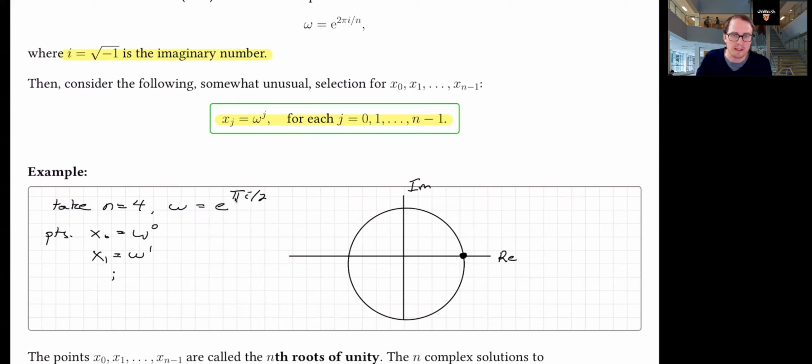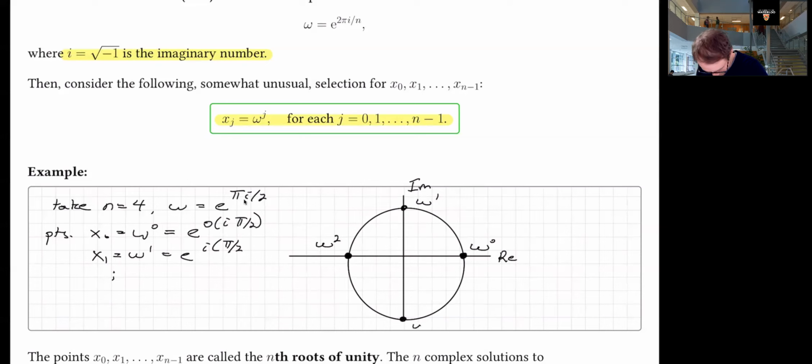The next point is going to have an angle of pi over 2. So this just looks like e to the 0 times i pi over 2. So it has an angle of 0. This one is e to the i times pi over 2. It has an angle of pi over 2. So this is omega to the 0. This is omega 1. This point here is omega squared. And this point down here is omega cubed.